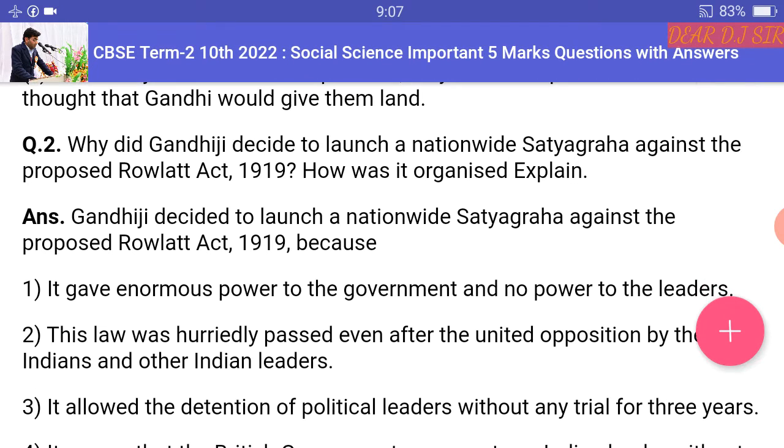Here the second question is, why did Gandhiji decide to launch a nationwide satyagraha against the proposed Rowlatt Act of 1919? How was it organized? Explain.